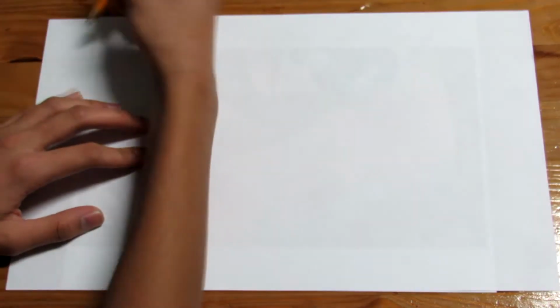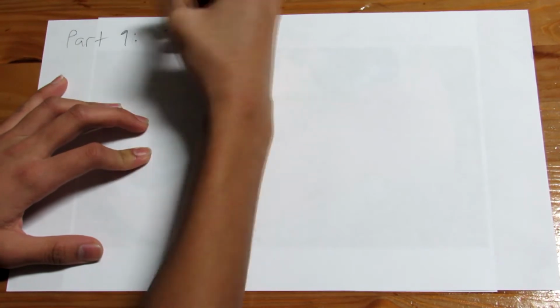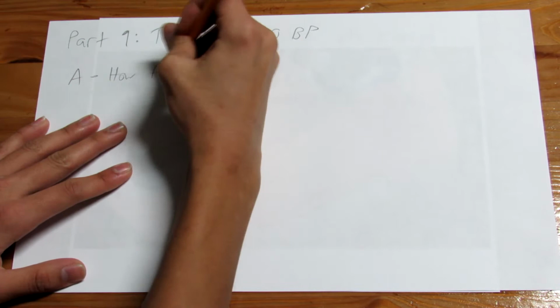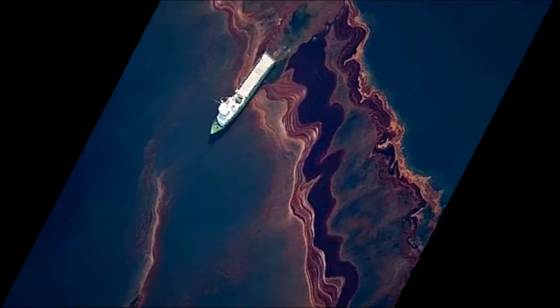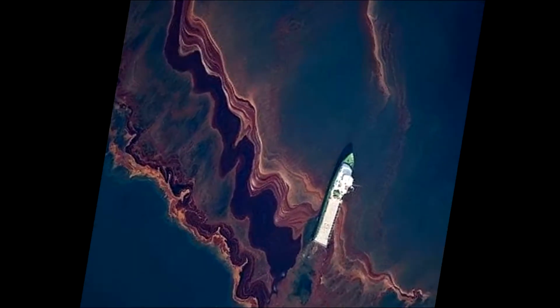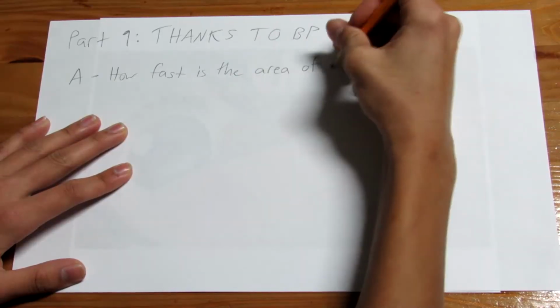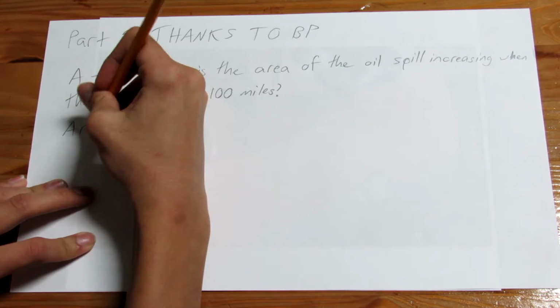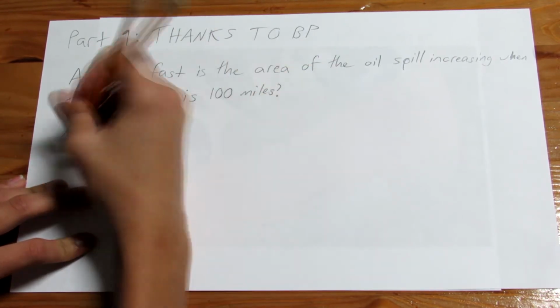We will be going over part 1 first, where we want to find the rate at which the area of the oil spill is increasing. First, we'll need our trusty equations if we want to solve this. As we will need area later on, we need the equation for the area of our circle, which is A equals 2 pi r squared.